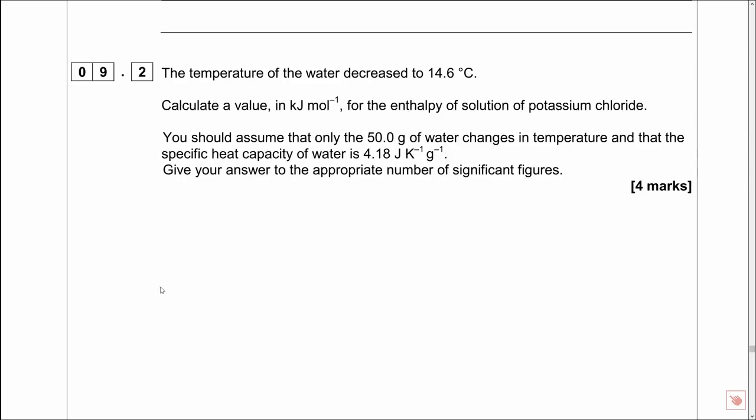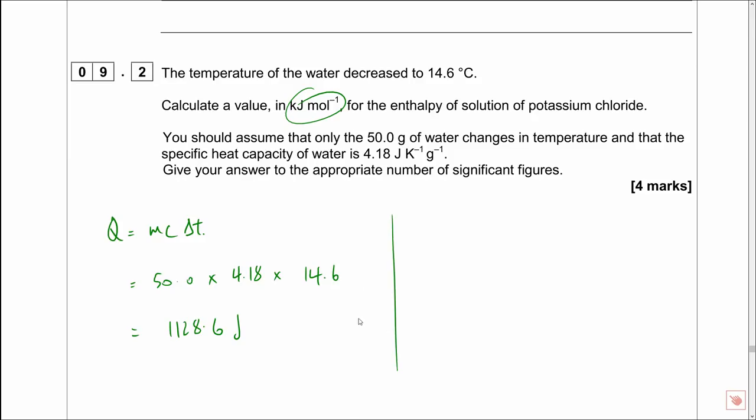So we're going to be looking for some sort of Q equals mc delta T on this. We've got 50 grams of water, we've got 4.18, and we've got 14.6. So straight away, 1128.6 joules of energy. Now, this is not an enthalpy change. That is the heat change, really. That's the energy that was changed in the water, but that isn't accounted for the fact that it's molar. So we need to work out our change, as it says, in kilojoules per mole.